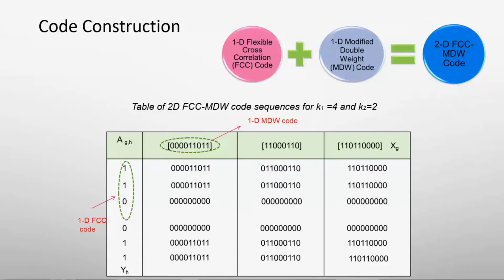In OCDMA, code plays a very important role. The performance of an OCDMA system depends on the code structure. An OCDMA system can use either 1D or 2D code. Nowadays, the most popular technique of OCDMA is using 2D code. The table shows the basic code construction for 2D SEC MDW. Based on the table, each column represents wavelength, while each row represents time.